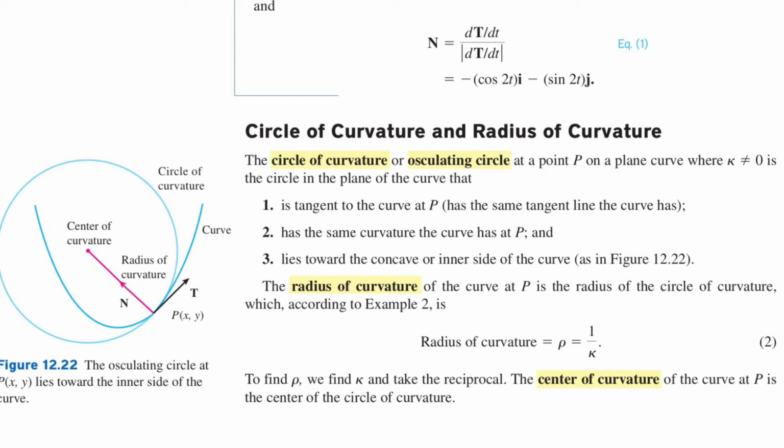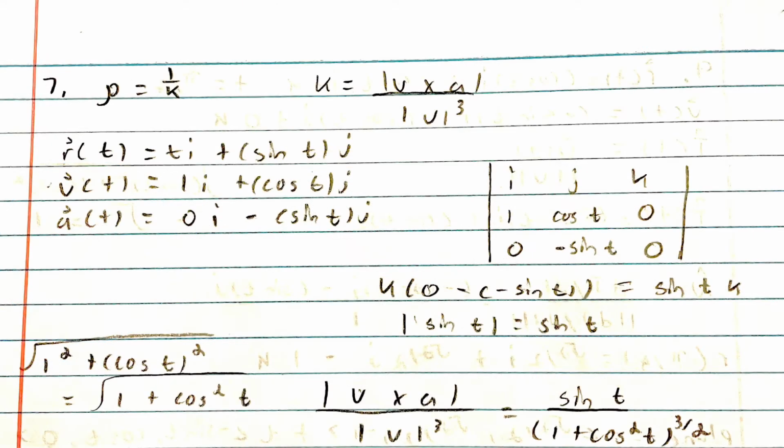And so let's visualize this and go through it with number 7 on the other sheet. So we know that rho is equal to 1 over kappa. And the best way to find kappa is going to be the method of crossing the velocity and acceleration vectors and putting that over the cube of the velocity vector. So we're given t i plus sine t j as the position. You take the derivative of that, you get 1 i plus cosine t j. Take the derivative of that again, you get 0 i minus sine t j.